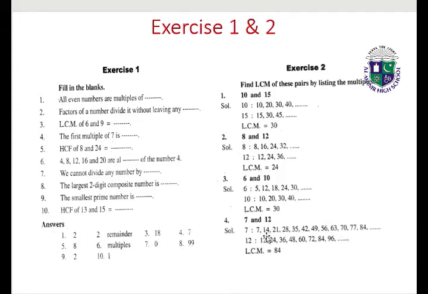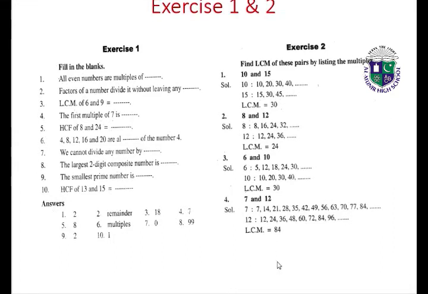The least common multiple is 84. So LCM is 84.